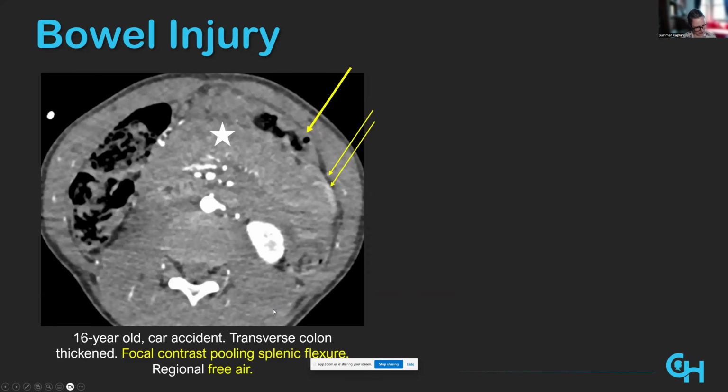Bowel injury can be very difficult to detect. You want to look for small bubbles of free air, like you see with the thicker arrow here, and areas of abnormal enhancement. The 2 thinner arrows are pointing to an area where there's more enhancement than in other places in the bowel. That can be a sign of a bowel injury, either a contusion to the wall or a laceration to the wall. And this star is showing us thickening of the transverse colon, which is hard to appreciate on a still image.